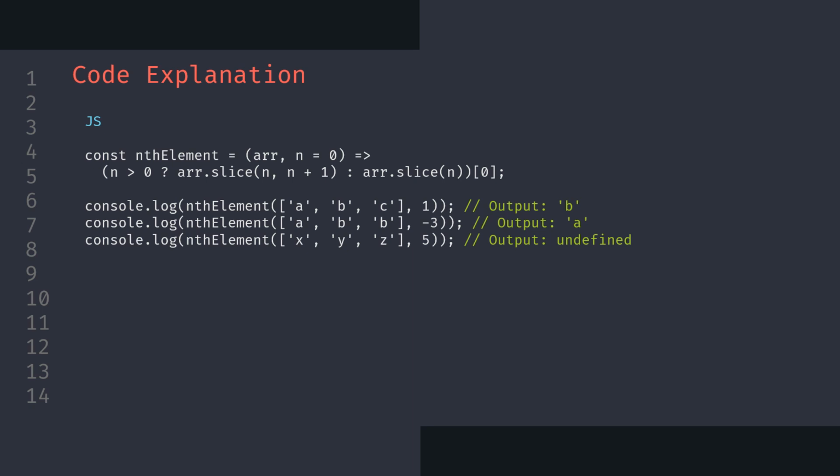This function works by using slice, which extracts a portion of the array. If n is positive, it selects one element starting at index n. If n is negative, it retrieves an element counted from the end. The 0 at the end ensures we return only the single extracted value instead of an array.